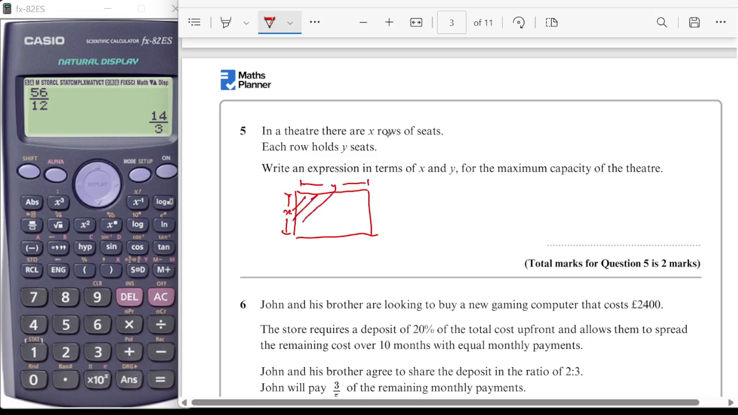That's kind of going to be the area. So we'd work that out as X times by Y. So XY or YX.